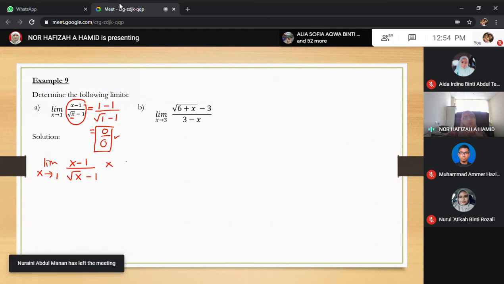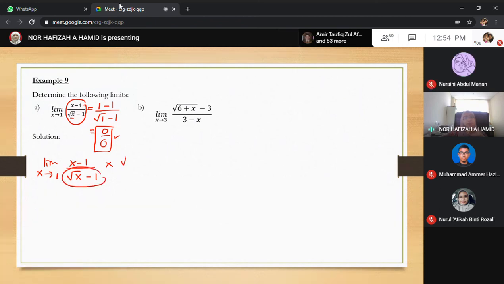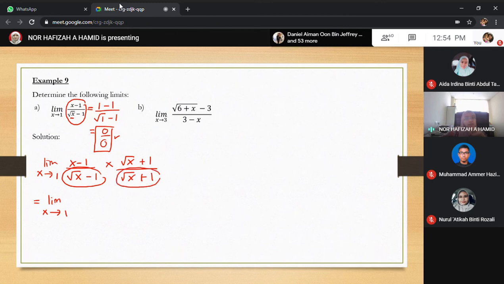So you choose the conjugate for the square root. Which term has the square root? So the conjugate is square root of x plus 1 over square root of x plus 1. Okay, so you expand. When you want to expand, the technique is that you only expand the part where both sides are conjugates of each other.